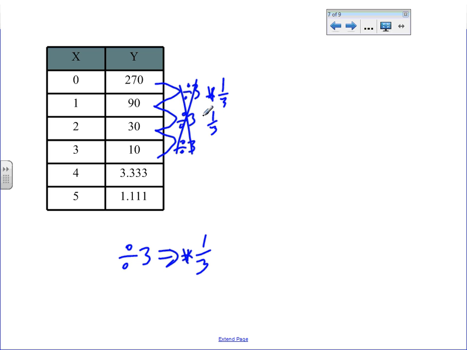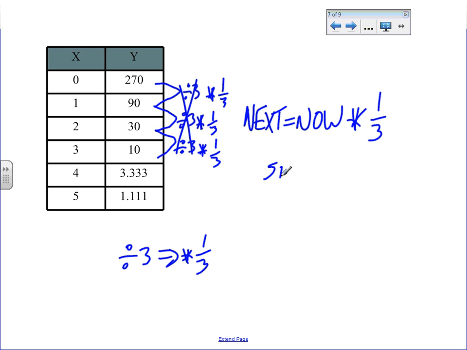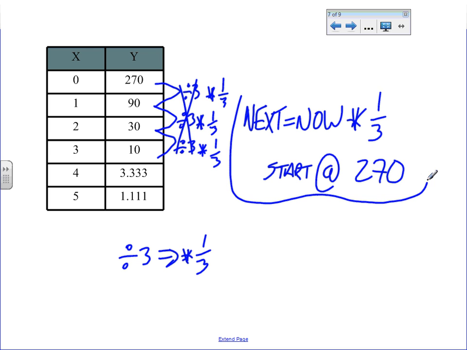My next now equations don't ever use division. We can use addition, subtraction, and multiplication, but we don't use division at all on any of them. So if I'm rewriting this equation, I have next equals now times 1/3, starting at 270. Next equals now times 1/3.